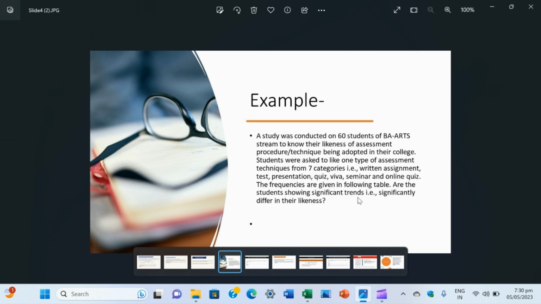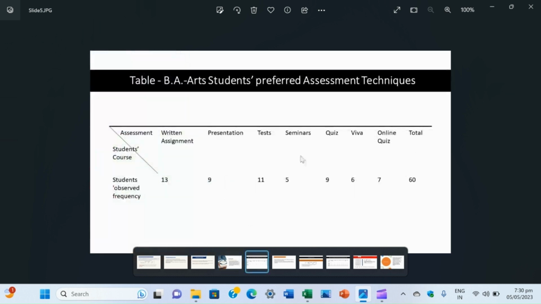The frequencies are given in the following table, and the question is, are the students showing significant trends, that is, do they significantly differ in their liking? In this table, the frequencies are given: for written assignments, the students' observed frequency is 13, for presentation it is 9, and 11 students like tests. Similarly, for seminar, quiz, viva, and online quiz, 5, 9, 6, and 7 students respectively like these.